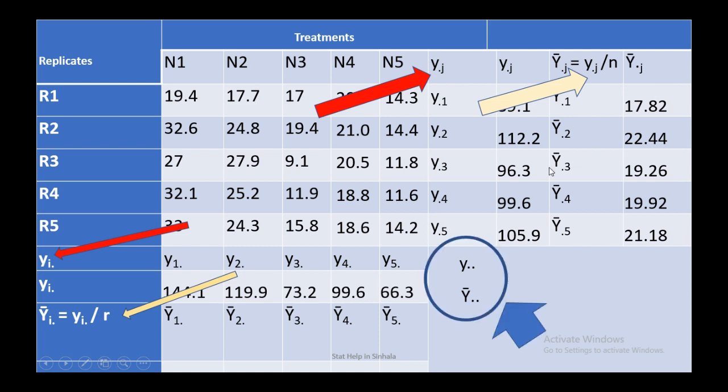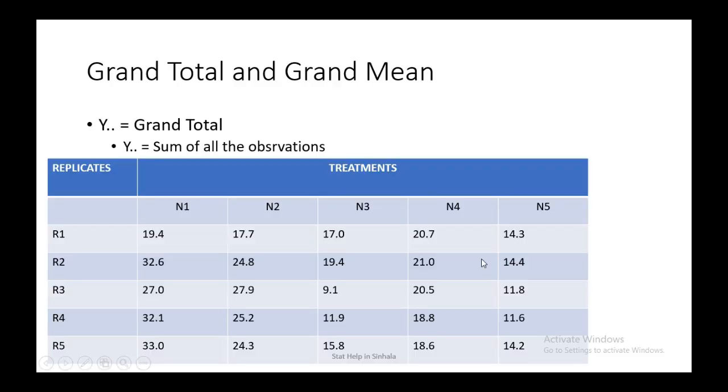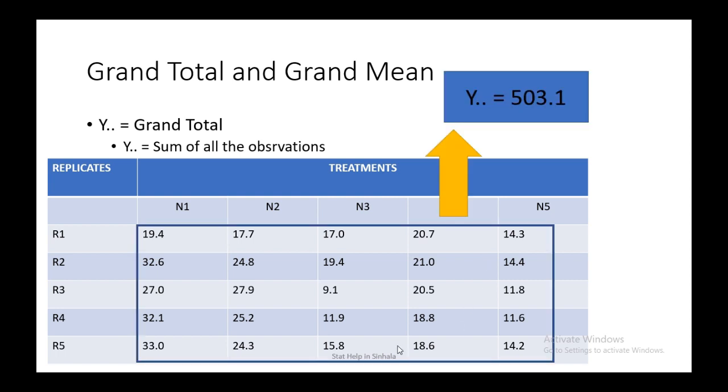Then the other important notation is y dot dot and y dot dot bar. If we consider y dot dot, that means the grand total. Grand total means the summation of all the observations. In this table we have all the observations. If we are going to get the summation of all these observations, that is called the grand total, that is y dot dot.